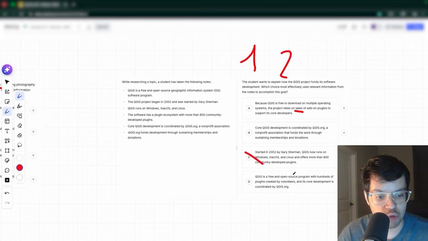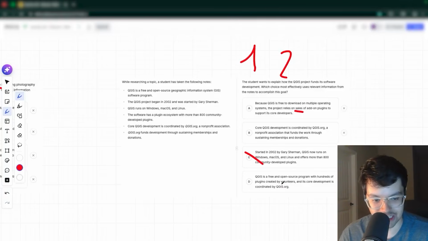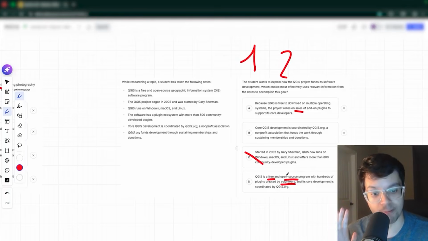D, QGIS is a free and open source program with hundreds of plugins created by volunteers, and its core development is coordinated by QGIS.org. So, okay, it says here that it is created by volunteers. So not really anything about money here. It says it's a free and open source thing. So it doesn't really mention anything about how they're getting money in choice D. So definitely doesn't seem good as well.